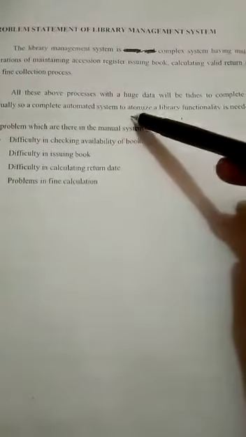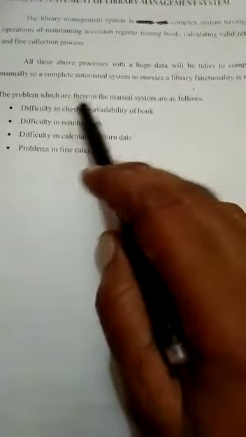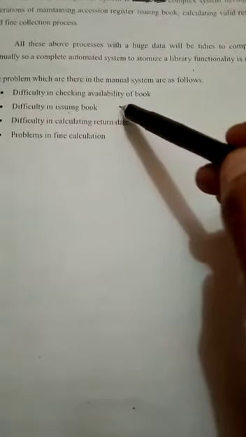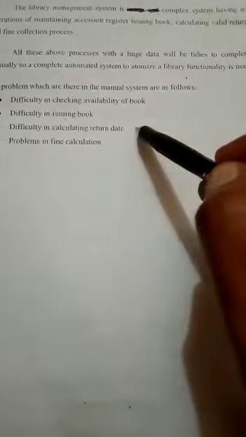So this is the system: the library management system. Before, in the library there was a manual method. To overcome that, we use an automated system, that is, automated library functionality. These are the problems which were there in the manual system. The first problem was difficulty in checking availability of books, the second was difficulty in issuing books, the third was difficulty in calculating return date, and the fourth problem is fine calculation.